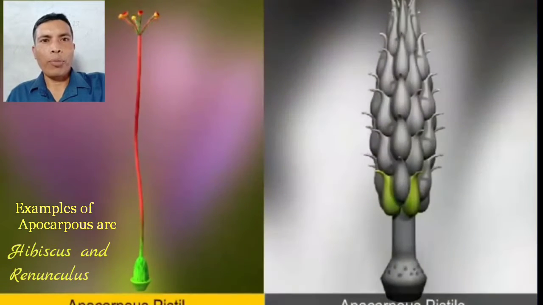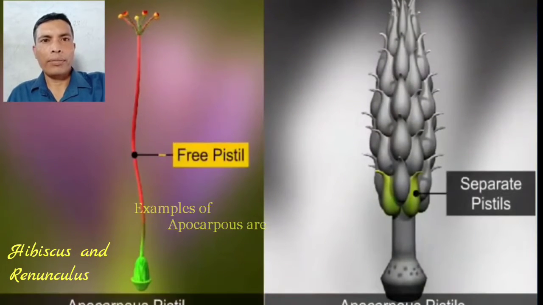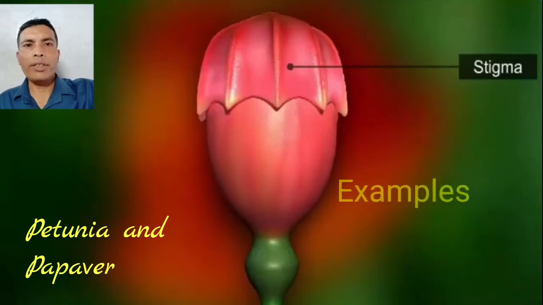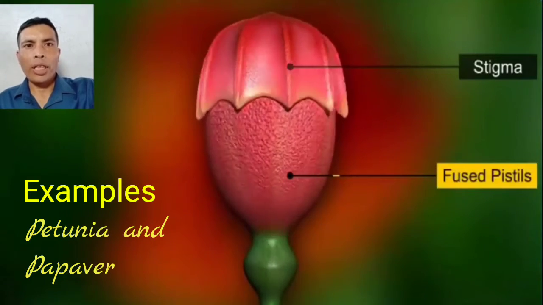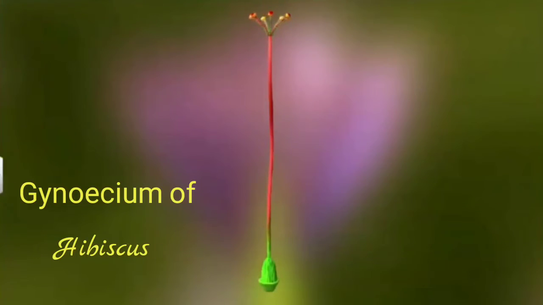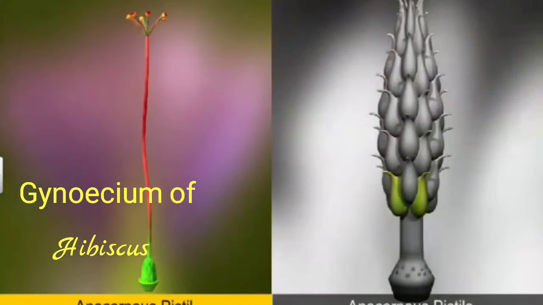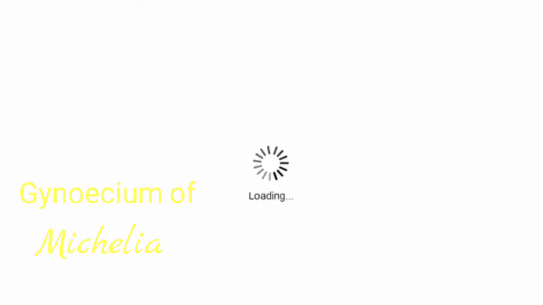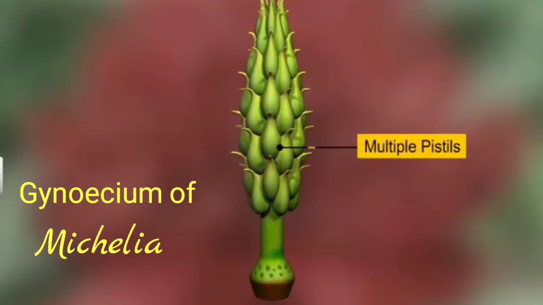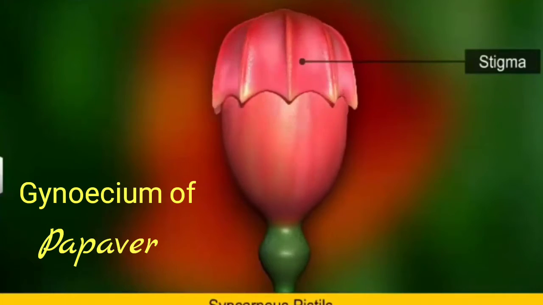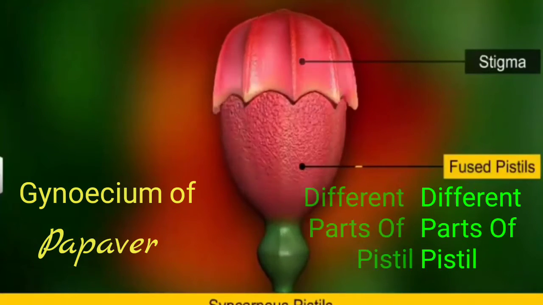An example of an apocarpous flower is Ranunculus. Petunia is an example of a syncarpous flower. This is hibiscus, the gynoecium of hibiscus, it has an apocarpous pistil. This is the apocarpous gynoecium of Michelia. This is a syncarpous pistil of Papaver.